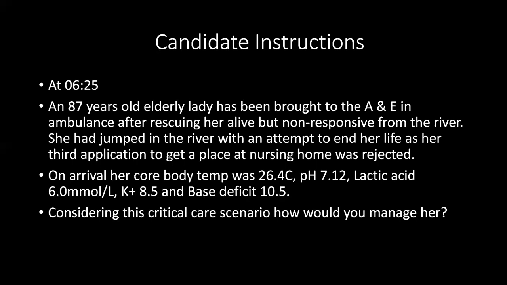What is the normal core temperature of the body? 37 degrees centigrade. When would you consider it hypothermia? Mild hypothermia is less than 35 degrees centigrade, moderate less than 32 degrees centigrade, and severe less than 28 degrees centigrade. How do you measure core body temperature? I can measure body temperature orally, axilla, tympanic membrane, esophageal, and also rectal.